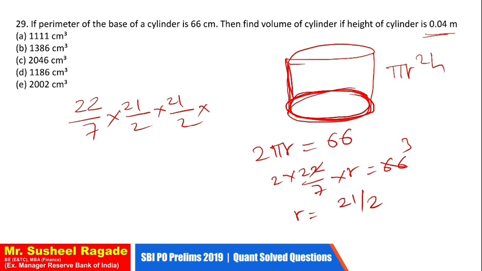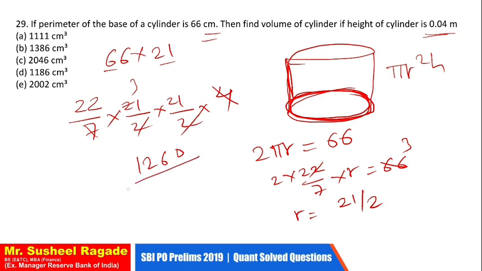0.04 meter. So here all terms are in centimeter, it means this is 4 centimeter. So 4 we can cancel, and this is 7, this is 3, this is 66 into 21. So how to multiply 66 into 20? 66 into 20 is 66 doubled, which is 1320. So this is 66 into 20.